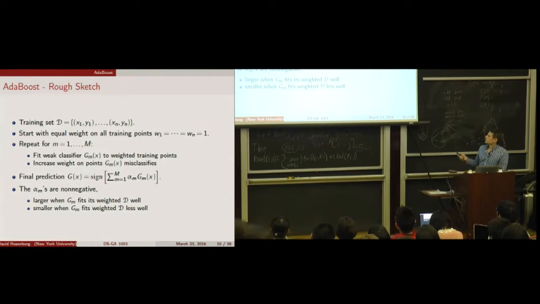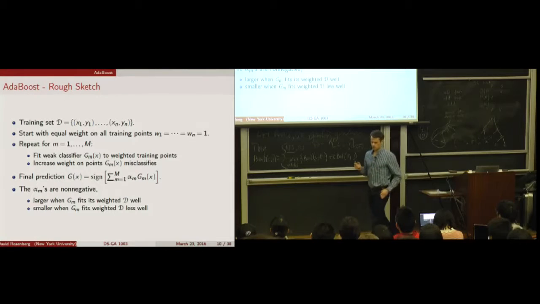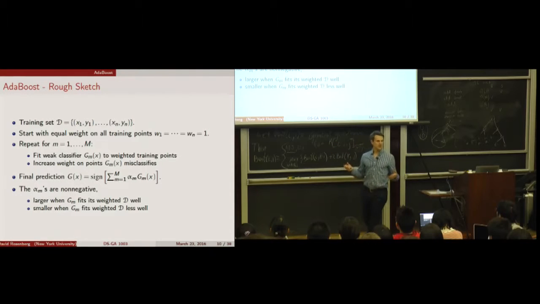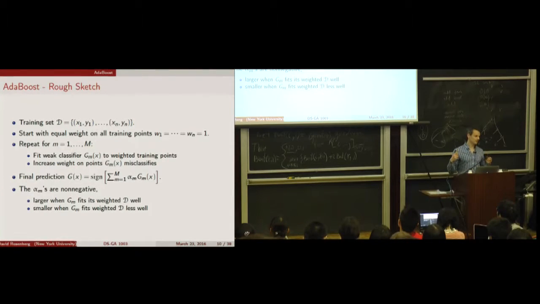So what are these weights? How do we combine the classifiers from each stage? The weights are going to be non-negative. And as someone asked a few weeks ago, do we want to weigh the classifiers that did well higher than the ones that didn't do well? Yes, to some extent. We're going to see that the alpha m's are going to be larger when this classifier fits the weighted data that it received well, and smaller otherwise.